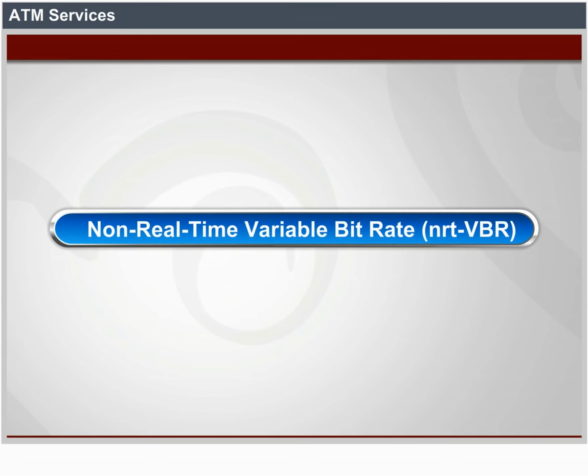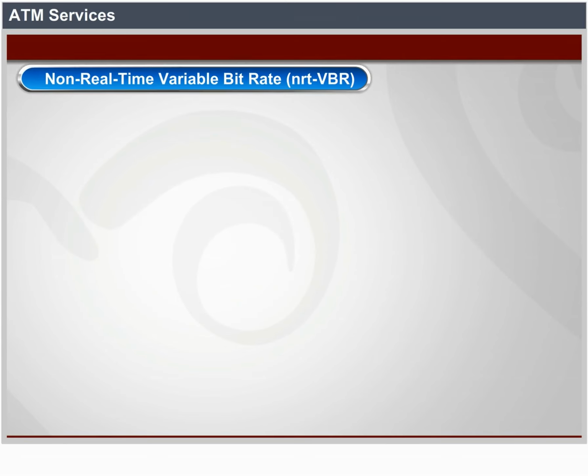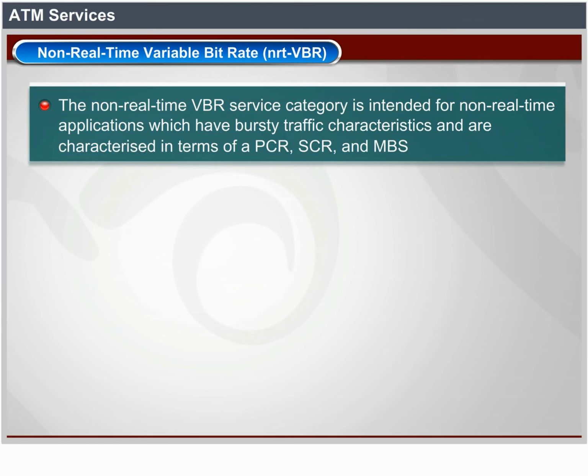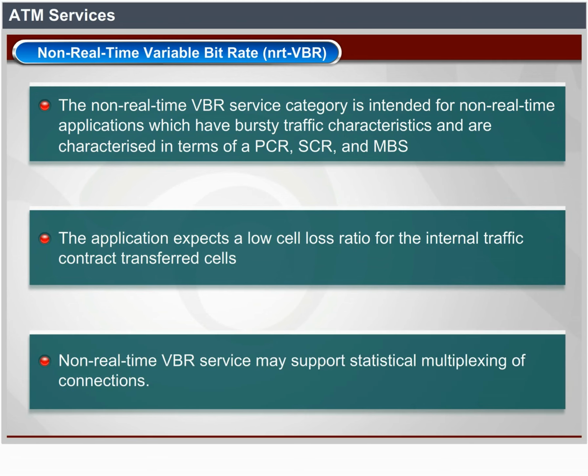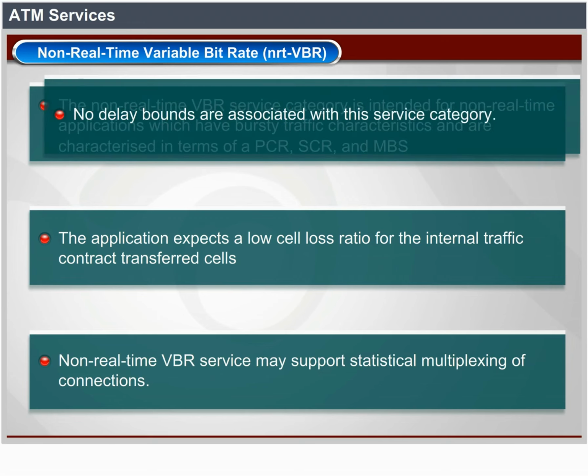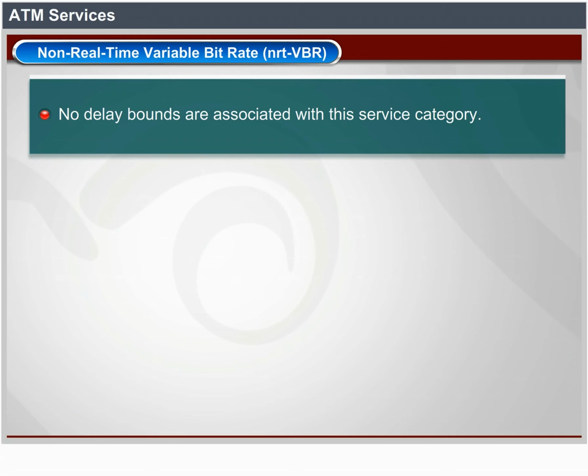Non-real-time variable bitrate NRT-VBR. The non-real-time VBR service category is intended for non-real-time applications that have bursty traffic characteristics and which are characterized in terms of a PCR, SCR, and MBS. For those cells that are transferred within the traffic contract, the application expects a low cell loss ratio. Non-real-time VBR service may support statistical multiplexing of connections. No delay bounds are associated with this service category.